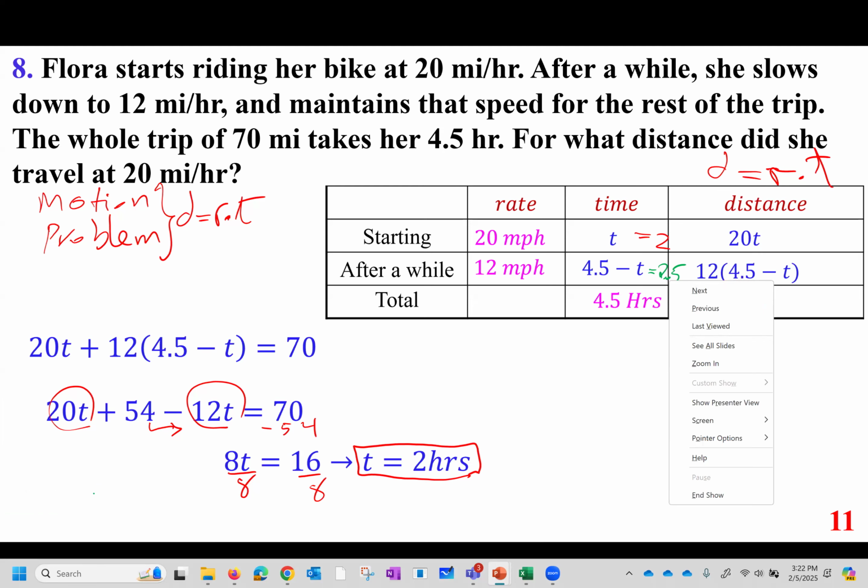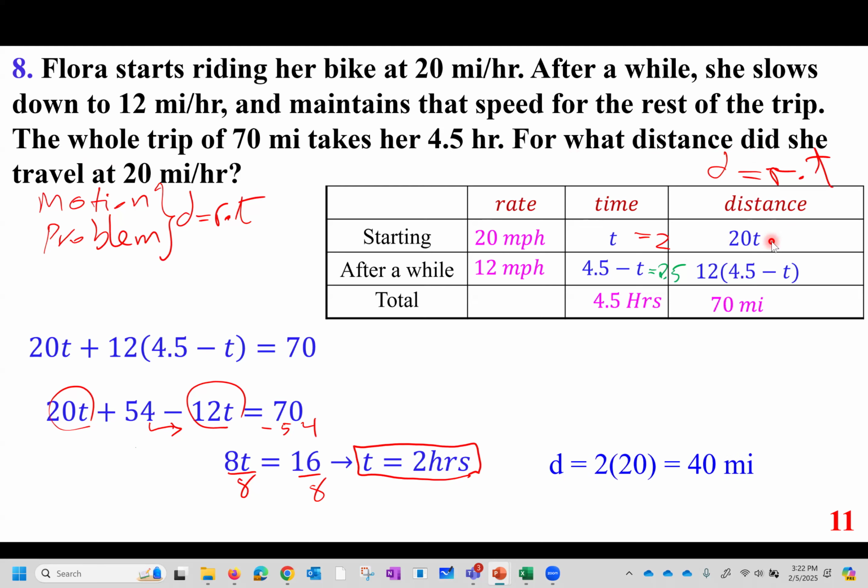And before we move on, we need to check to see if we have answered the question. For what distance did she travel 20 miles per hour? We haven't answered that. That would be 20T, this distance. So 20 times 2, 40 miles. She traveled 40 miles at 20 miles per hour.